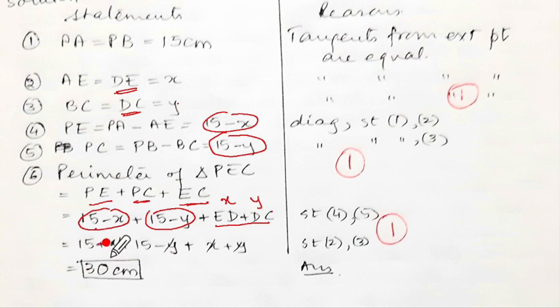So you will have 15 minus X. It should be minus here. 15 minus X plus 15 minus Y plus X plus Y. And this X and this X get cancelled. This Y and this Y get cancelled. And 30 will be the sum of 15 plus 15, and that is our answer. So 1 mark for writing this, 1 mark for getting this, and 1 mark for substituting and getting the answer.